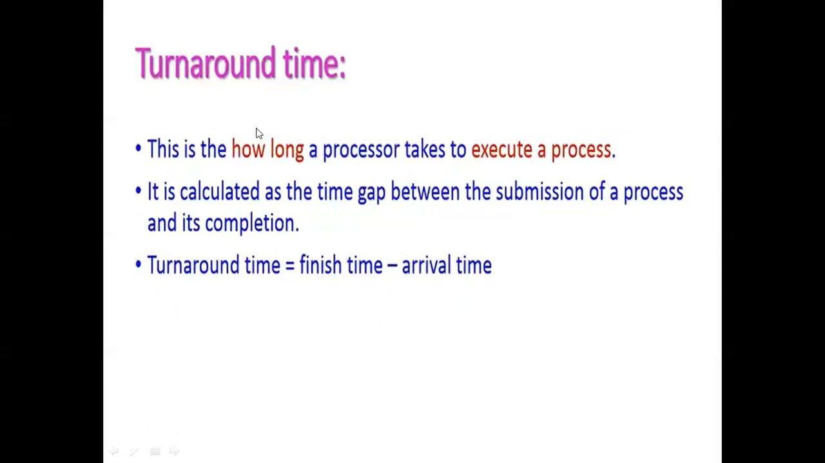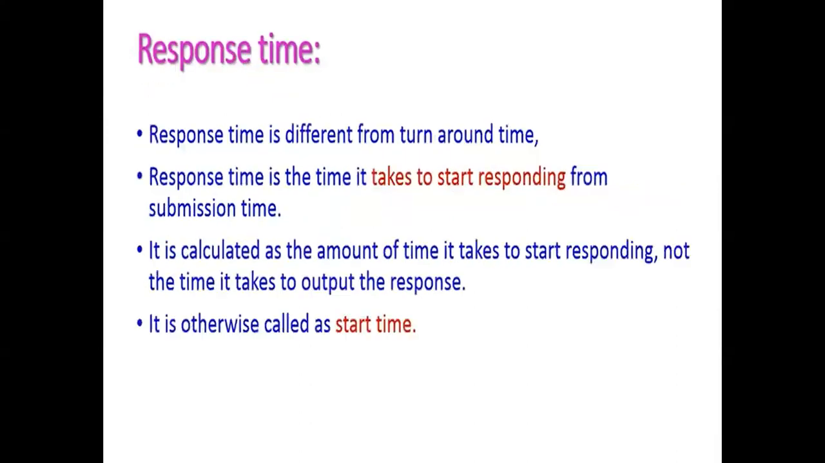The next property is turnaround time. It is defined as how long the processor takes to execute a process. It is calculated as the time gap between the submission of a process and its completion. It is calculated using the formula: the difference between the finish time and the arrival time, in milliseconds.